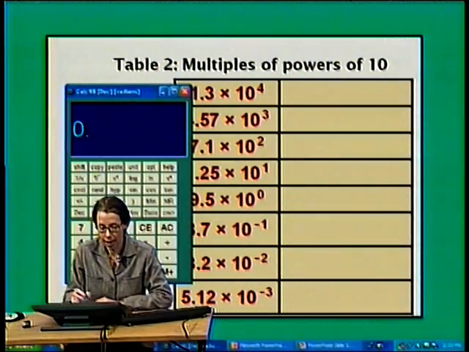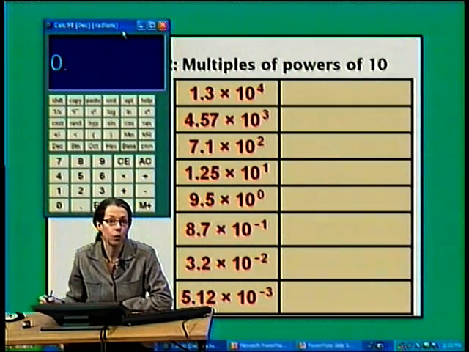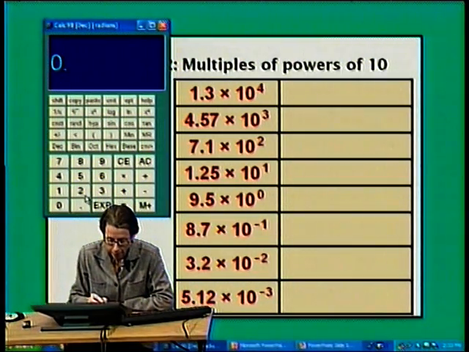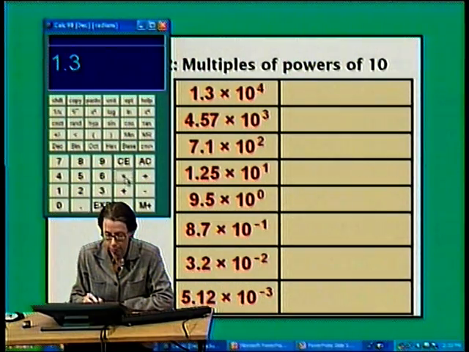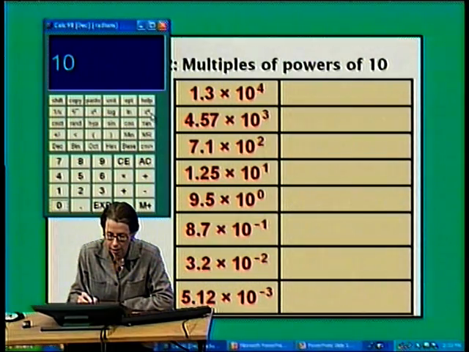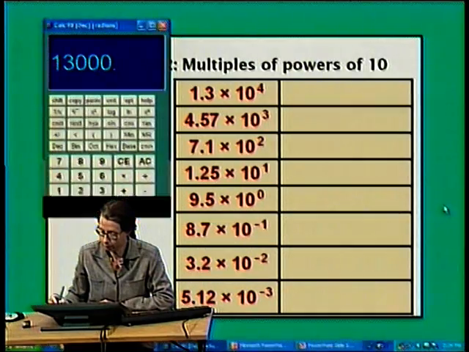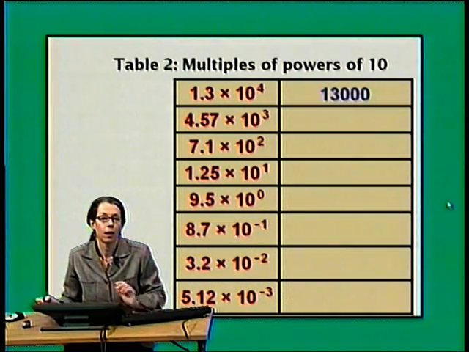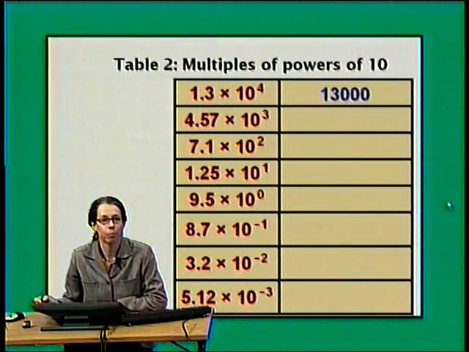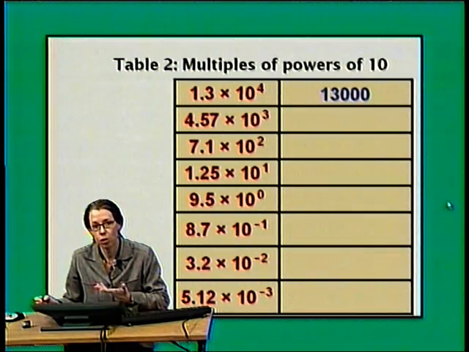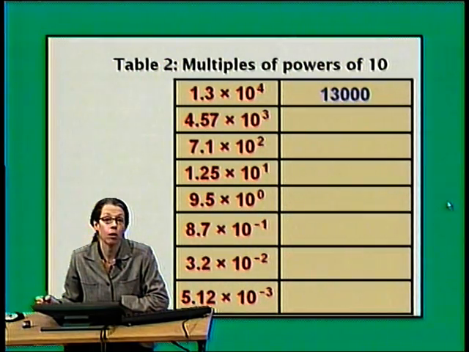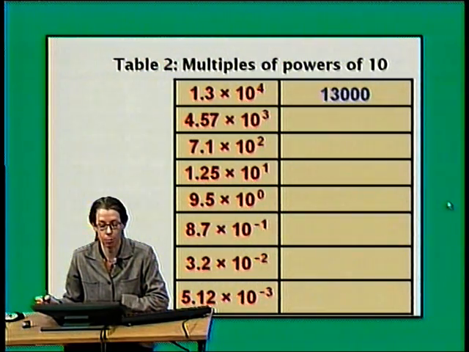So I'm going to pull out my calculator, and we reviewed how to find powers on a calculator in the last lesson. So I have 1.3, and I'm going to multiply that by 10 to the 4th power. So I'm going to take 10 and raise it to the 4th. That's 13,000. So I'm going to have my computer write in 13,000. The rest of the calculations, I'm just going to show you what I get using a calculator, and you may want to try these on your calculator at home to make sure you're getting the same number.